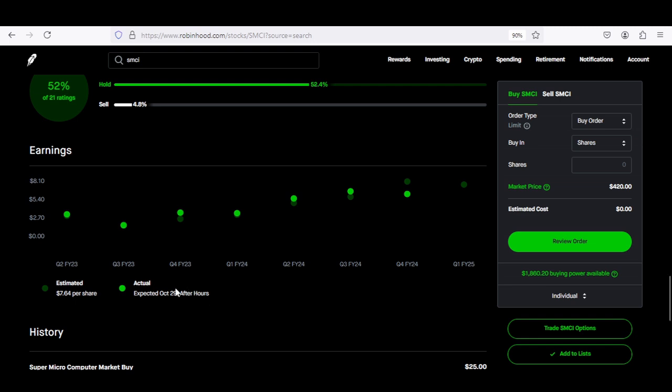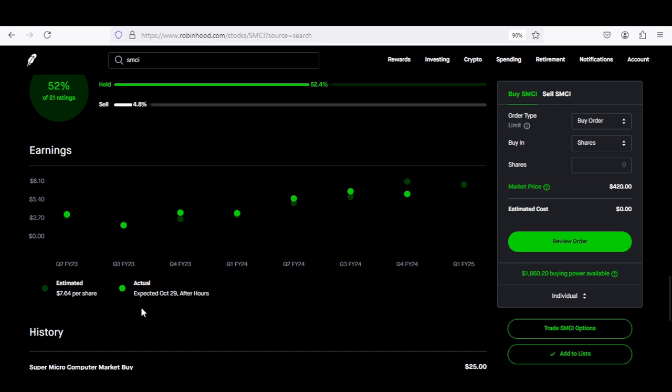Now, the estimated earnings per share is going to be 7.64. Now, most likely SMCI will beat estimated earnings. That's almost a fact, as you can see with the trend with Nvidia, all of the other semiconductors. However, not because a company surpasses the estimated returns per share means the company is doing good. So remember, please pay close attention to that.